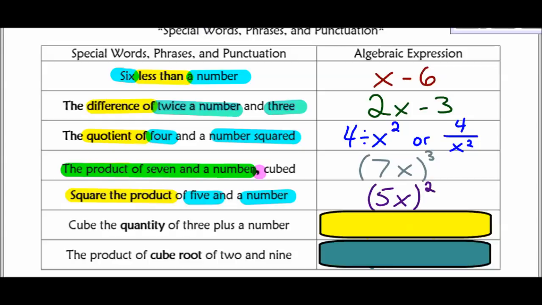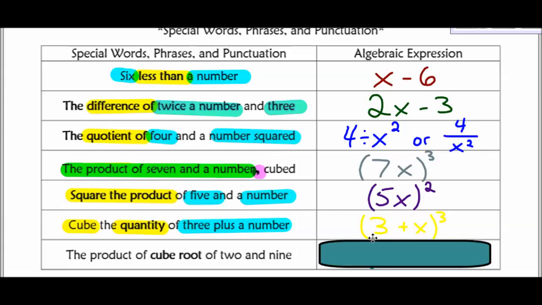The next one says we're cubing the quantity. So we're cubing the entire quantity. Actually, this is another phrase that kind of groups things. It's saying we're cubing all of this stuff. It's kind of the same thing. We're going to put that in parentheses, 3 plus a number, in parentheses, and that entire quantity, all of that stuff, is cubed.